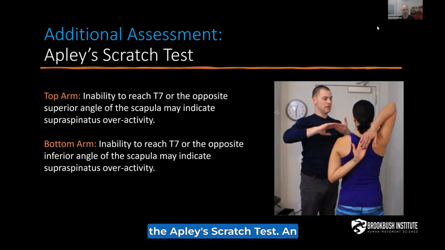Some of you guys might be using the Apley scratch test. Inability to reach T7 on the opposite superior angle of the scapula may indicate supraspinatus activity, and obviously from the bottom arm, the inability to reach T7 or the opposite inferior angle. Now, obviously the model in this picture has great mobility of her shoulder girdle, so we would not be considering this an indication of supraspinatus overactivity.